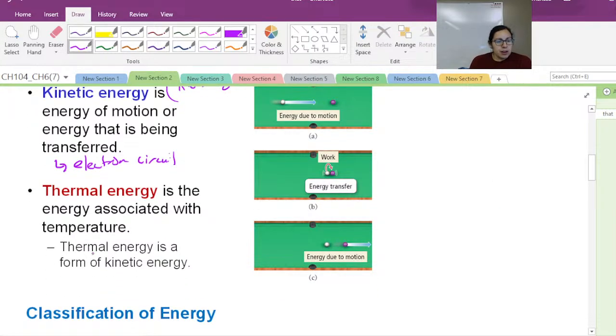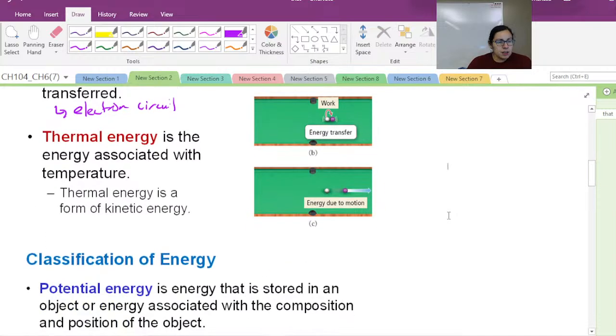And so thermal energy is just a form of kinetic energy. So it's related, of course, to the temperature. I don't have the equation on the top of my head, but there's a relationship between energy and, again, temperature. So we can correlate that.